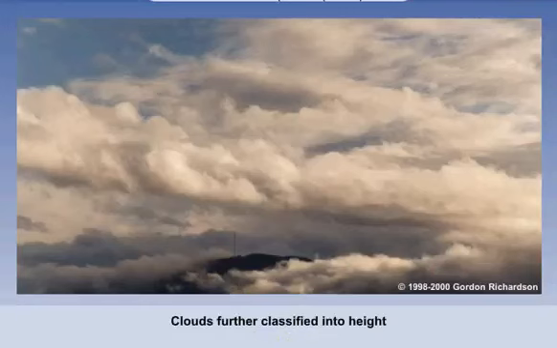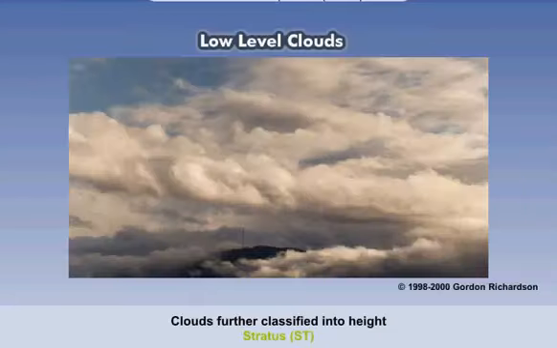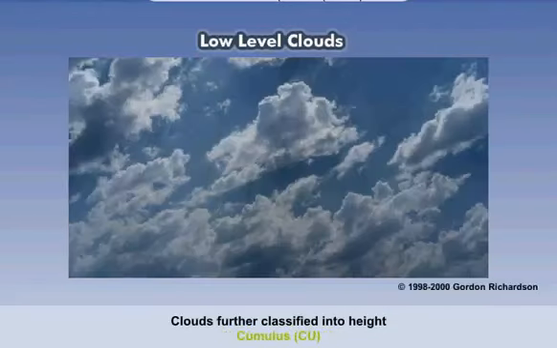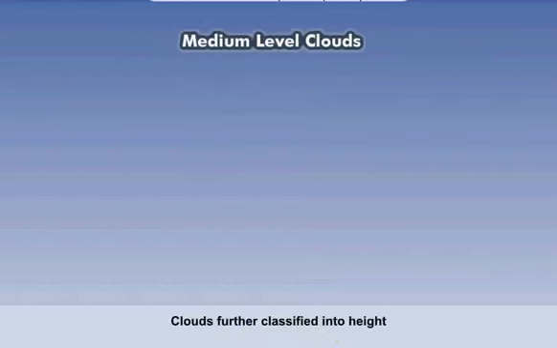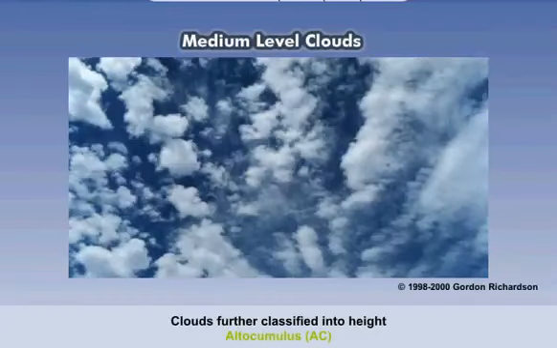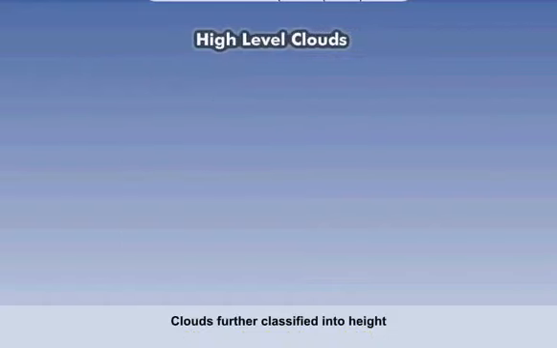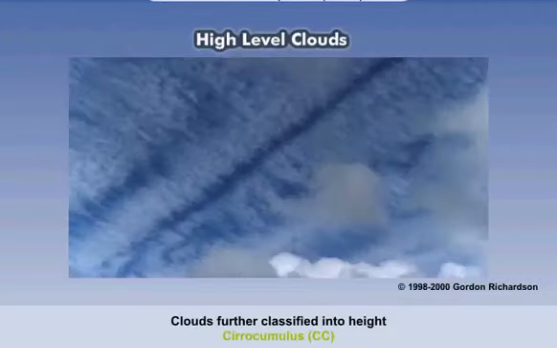Clouds are also defined by the height of their base. So we have low-level clouds: stratus, stratocumulus, nimbostratus, cumulus, and cumulonimbus. Medium-level clouds are always denoted by the prefix alto. These are altostratus, altocumulus, and altocumulus castellanus. High-level clouds are given the prefix cirro and include cirrostratus, cirrocumulus, and cirrus.